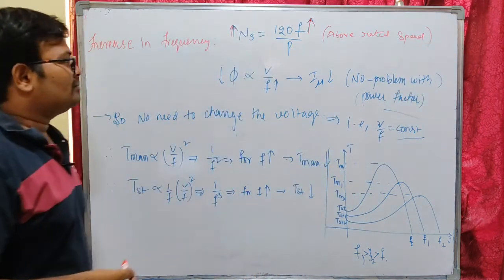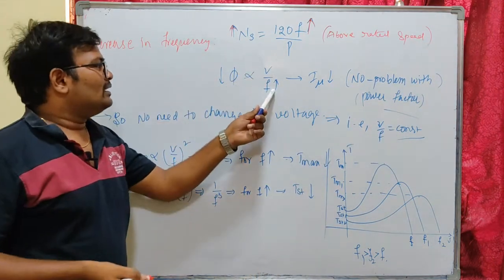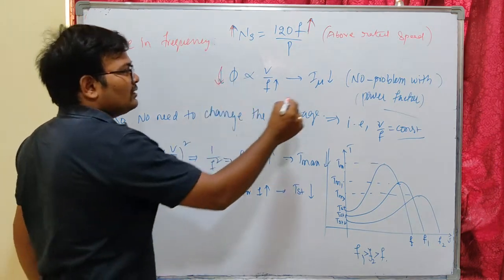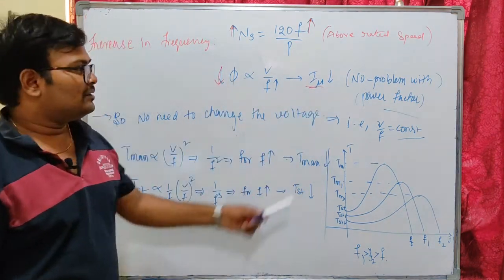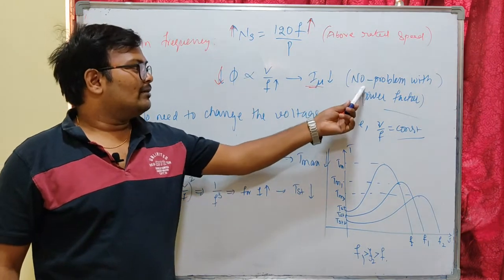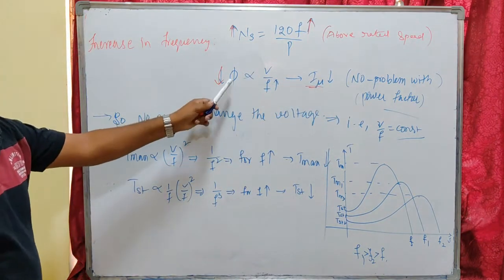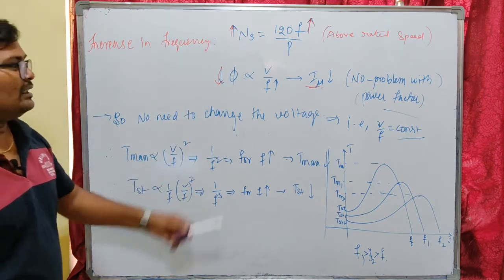Here as we are increasing the frequency, there is a reduction in flux. That means there is no need of extra magnetizing current. That means we are going to reduce the required magnetizing current. That means there is no problem with power factor. So this is one advantage. As there is no problem with magnetic field, we don't need to change the supply voltage.